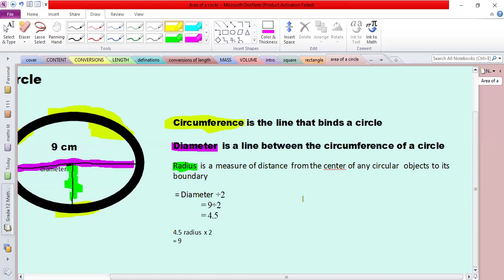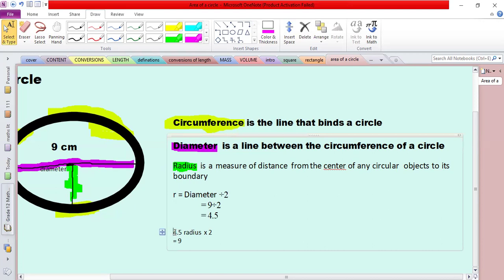Circumference is the line that binds a circle. Diameter is the line between the circumference of a circle. Radius is a measure of distance from the center of a circle to its boundary, a line from the center to the circumference, dividing the diameter. So when you are calculating the radius, radius or R is equal to diameter divided by 2. Here our diameter is 9 centimeters, so it's 9 divided by 2, which is equal to 4.5.